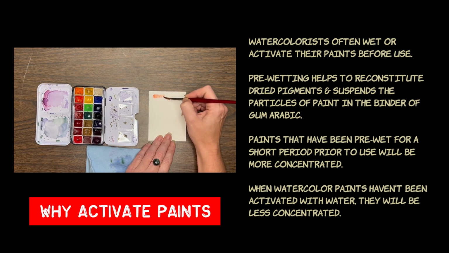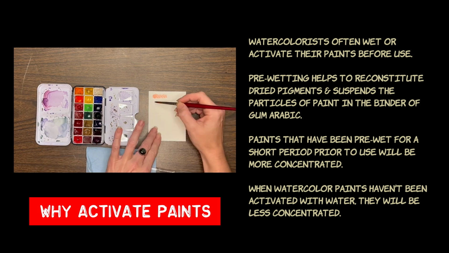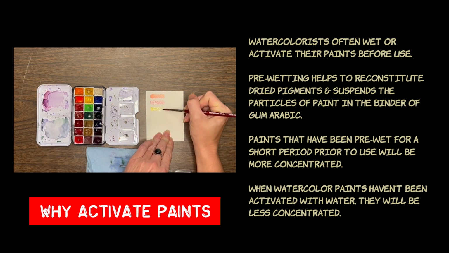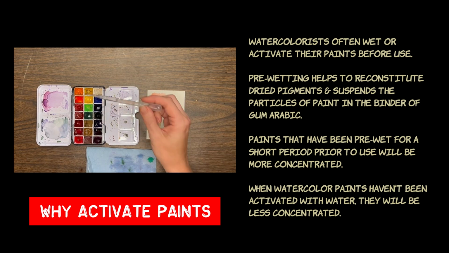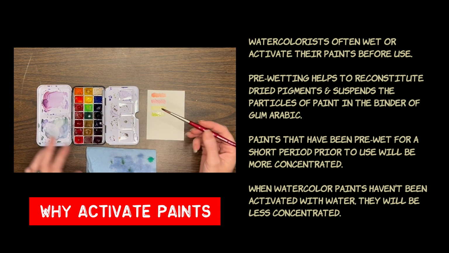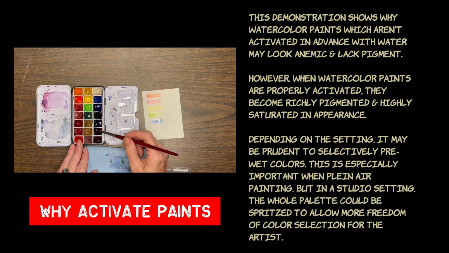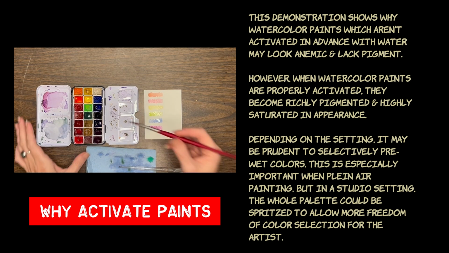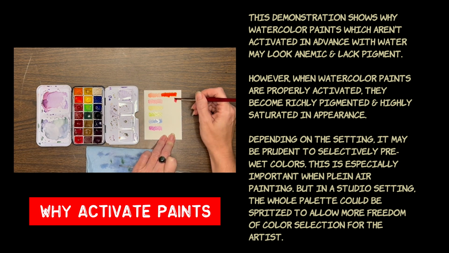Watercolorists often wet or activate their paints before use. Pre-wetting helps to reconstitute dried pigments and suspends the particles of paint in the binder of gum arabic. Paints that have been pre-wet for a short period prior to use will be more concentrated. When watercolor paints haven't been activated with water, they will be less concentrated. This demonstration shows why watercolor paints which aren't activated in advance with water may look anemic and lack pigment. However, when watercolor paints are properly activated, they become richly pigmented and highly saturated in appearance.